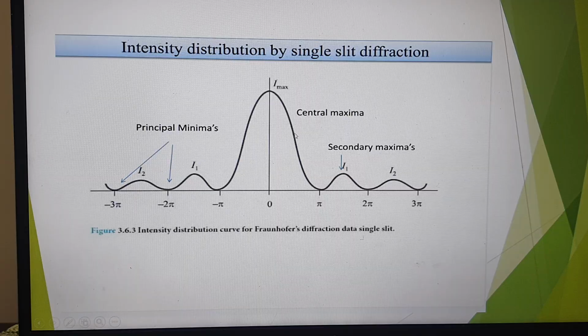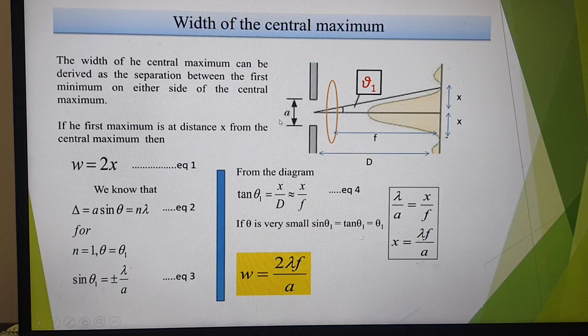So what is the difference here? The minus values will be considered as the principal minima, and here the values will be secondary maxima. This is the main difference between the secondary maxima and principal maxima. See, this is the intensity distribution curve of the Fraunhofer diffraction in a single slit. I hope you get it. The next one, we are going to find the width of the central maximum.